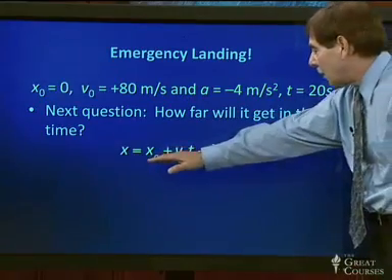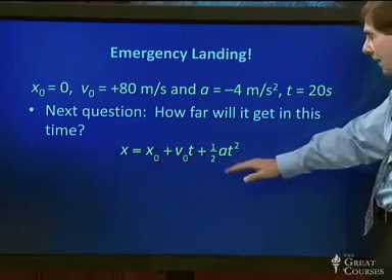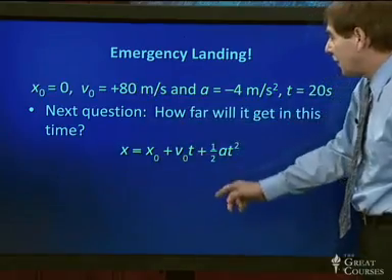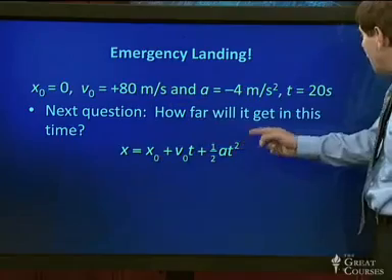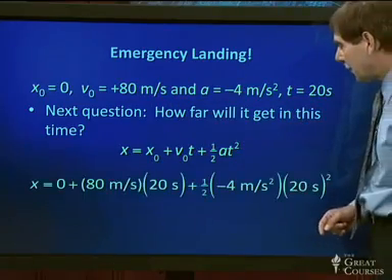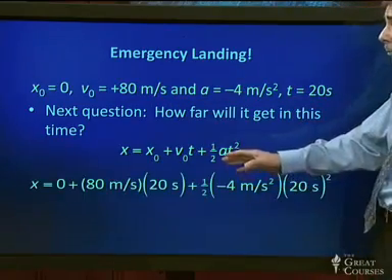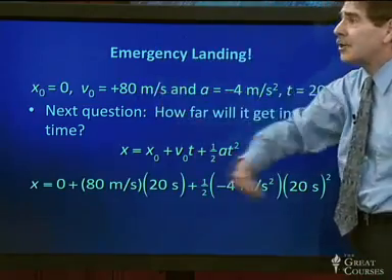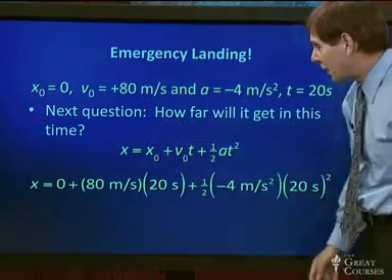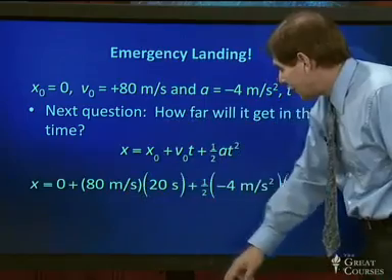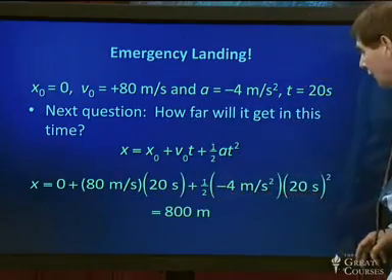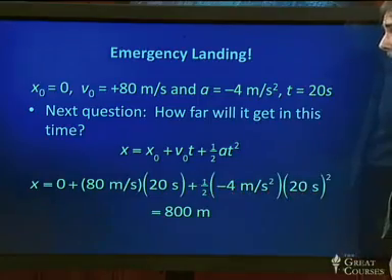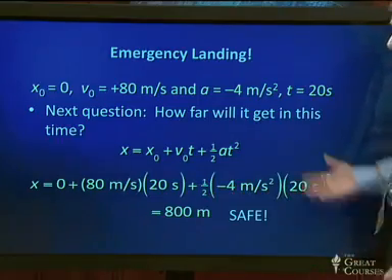So here again is our equation for position as a function of time. We know that x naught is 0, we know that v naught is 80 meters per second, and we know that the time is 20 seconds. So we can plug those things in and find out what x will be. x will be where the plane is when its velocity has reached 0, that is, when it's come to a stop. 80 meters per second times 20 seconds plus a half times 4 times 20, and if you work out the math, that's 800 meters, and the plane is safe by 100 meters, about 300 feet.